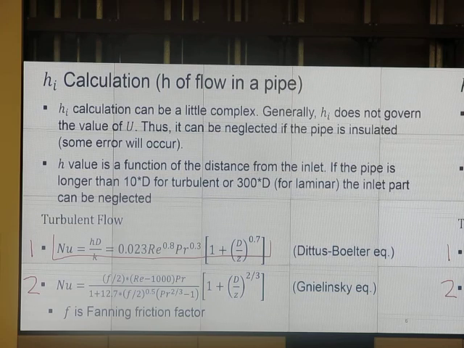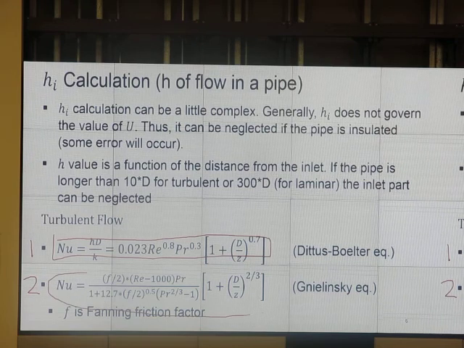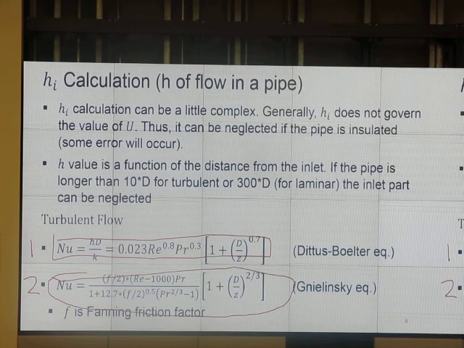Which one do you think is more accurate? Number 2 is actually more accurate, but it's a little bit more work. So to be quick, you may use number 1. If you want to refine your calculation, use number 2. Okay? Alright, you get the Nusselt number.